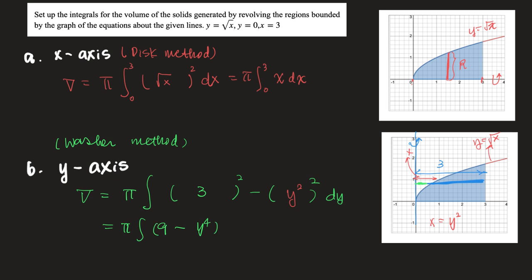I missed the boundary, right? dy. Y goes from 0 to where? Right here, you're going to find this y value. What is the x value? 3. Plug in here, so y is the square root of 3. So the limits are 0 and square root of 3. That's how to find the volume generated by the region rotated about the y-axis.